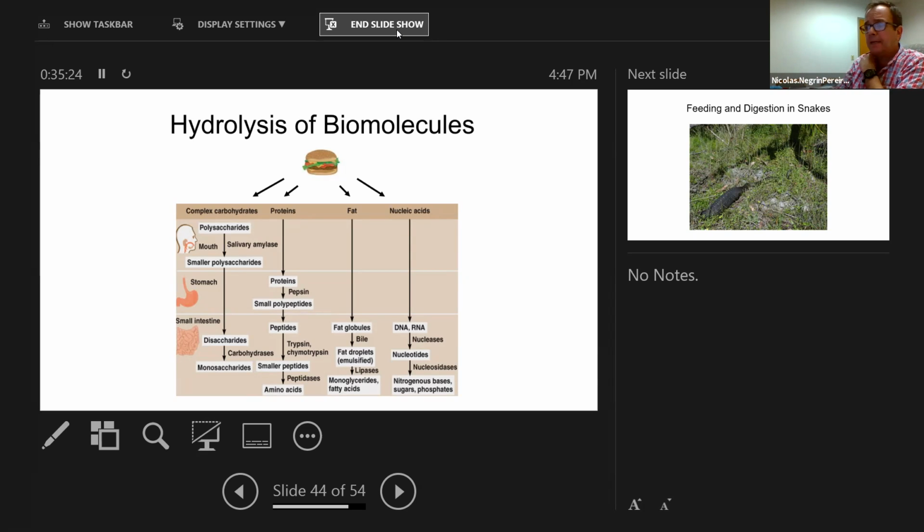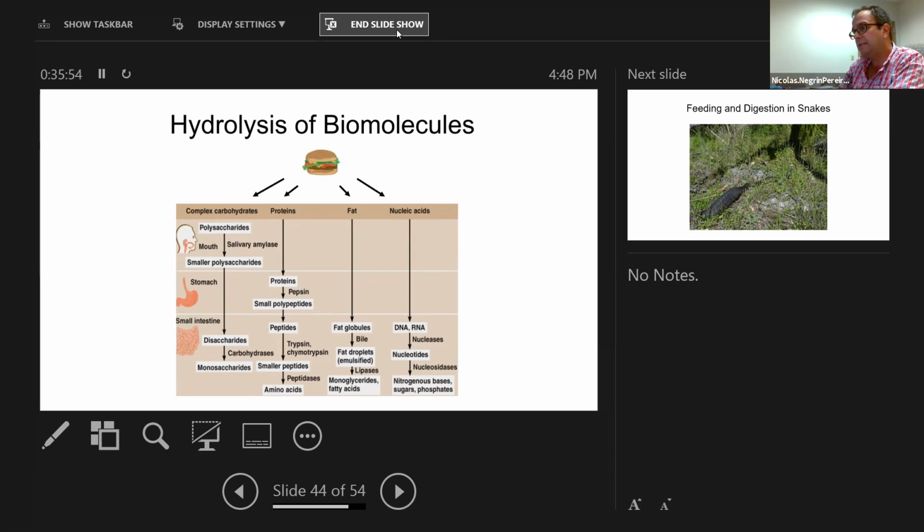intestinal cells. And these fatty acids and glycerol are going to be re-esterified into triglycerides and form chylomicrons, which are going to be absorbed through the intestinal villi and get into the lacteal, which is the name that the lymphatic capillaries receive, and be carried as chylomicrons to the different tissues in the body to be utilized.